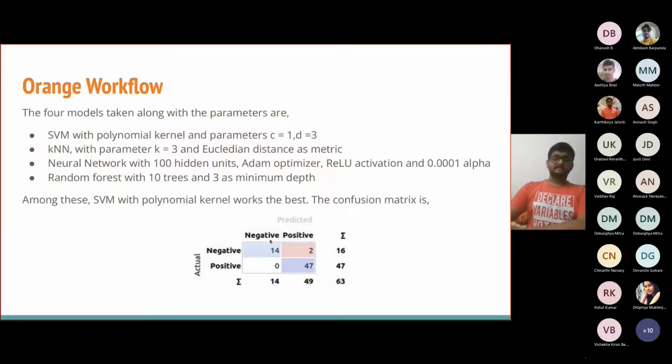The confusion matrix is 14, 2, 0, 47. That is, out of the 14 values the classifier has predicted as negative, all of them are negative and none of them are positive. However, in case of positive, the classifier has predicted 49 values as positive, but only 47 of them are positive and 2 of them are actually negative.